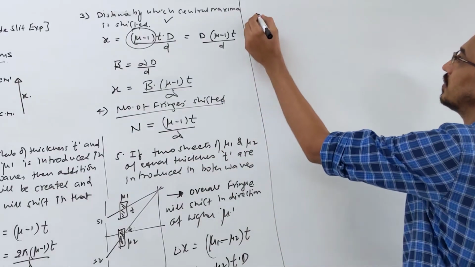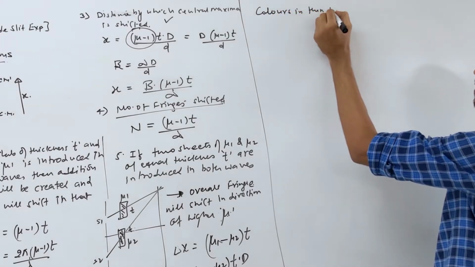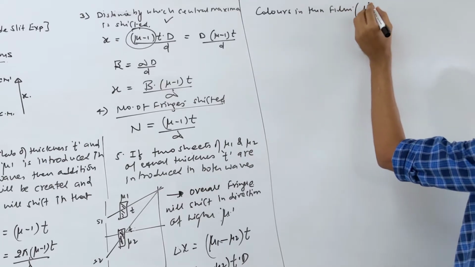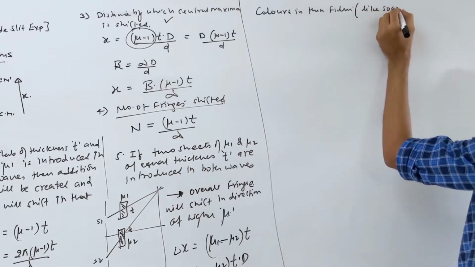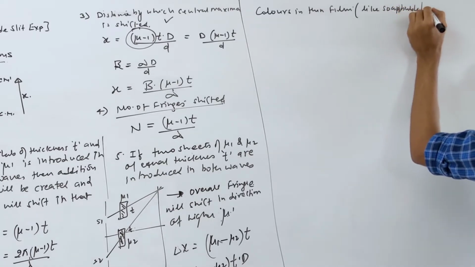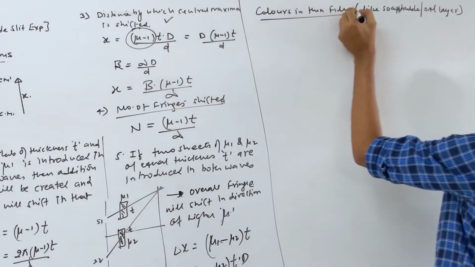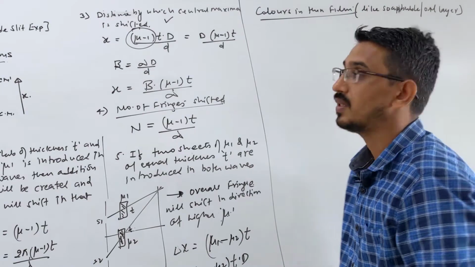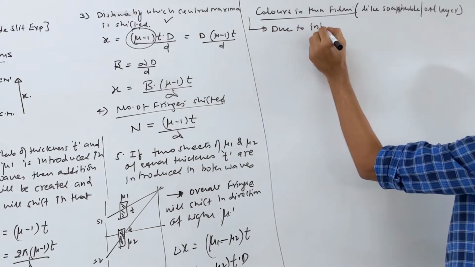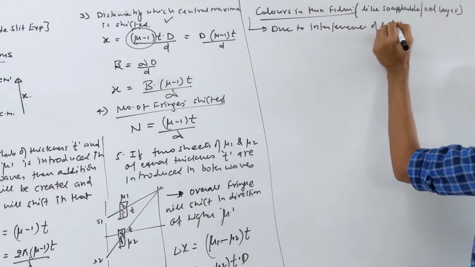What I can write here: colors in thin films, like a soap bubble or an oil layer. These colors are seen in these thin films, and that happens due to interference. So first write: due to interference of light. Keep in mind.